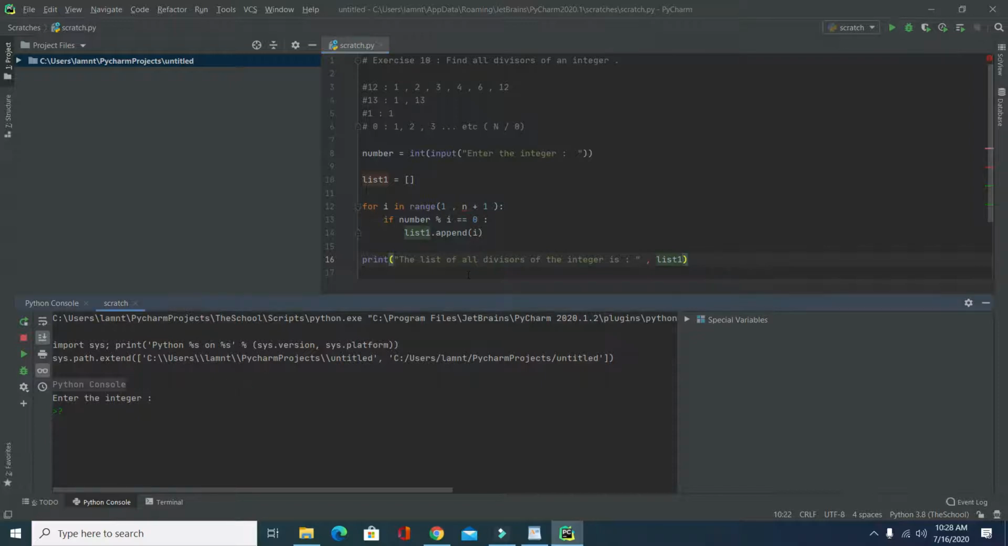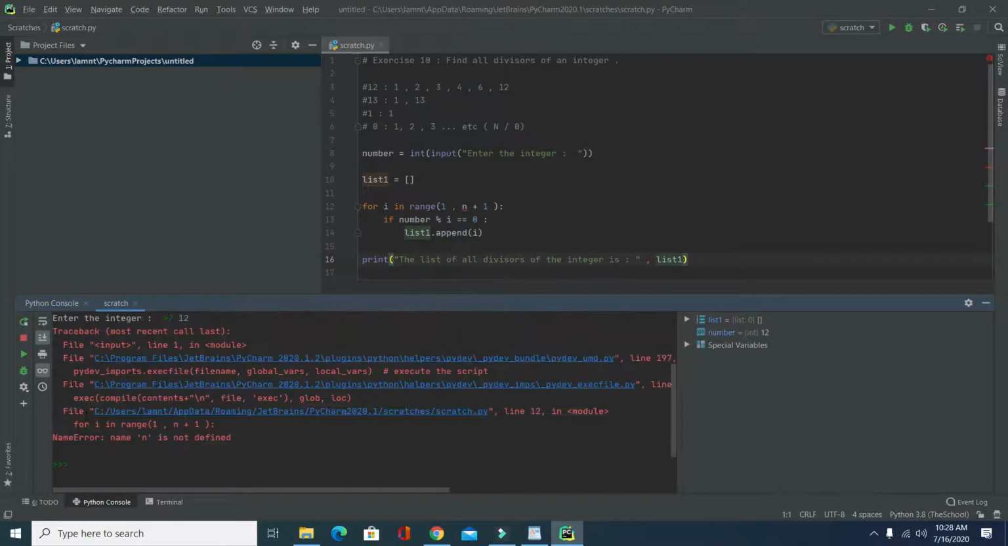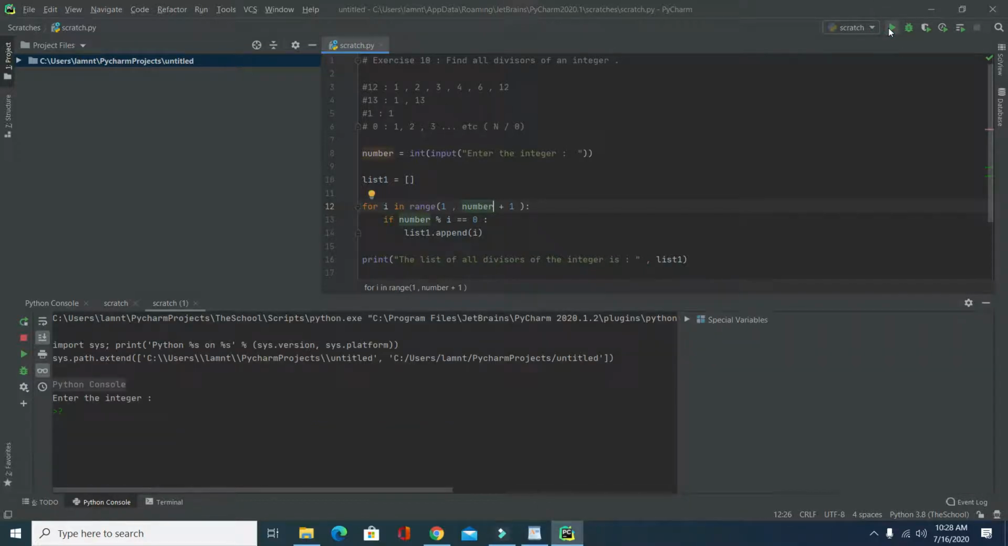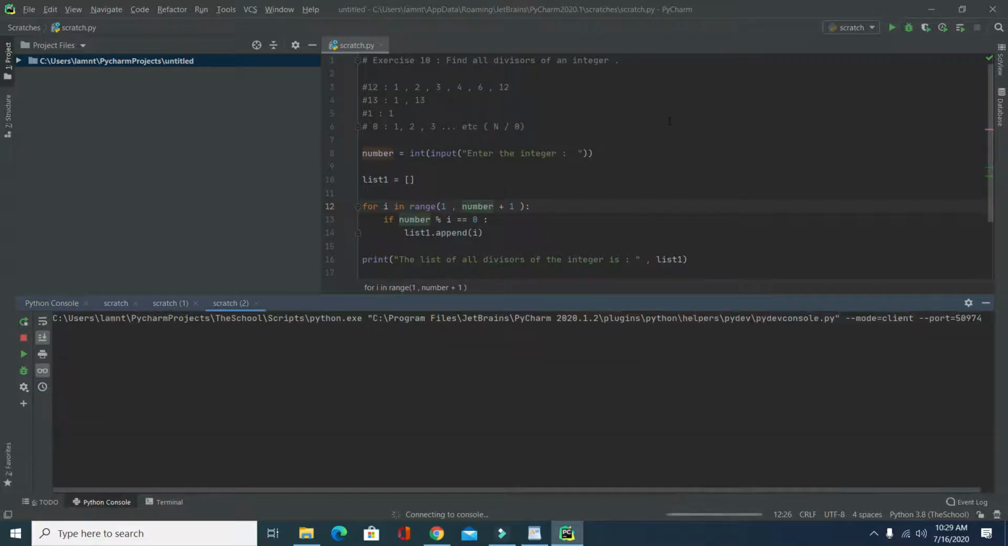So for example, we're going to input the number 12, and here it has to be number, sorry. Let's run again. So it has a few mistakes. It should not be n, it should be number. Yeah, it's easy. This is all the divisors. We run again. Let's check 30.